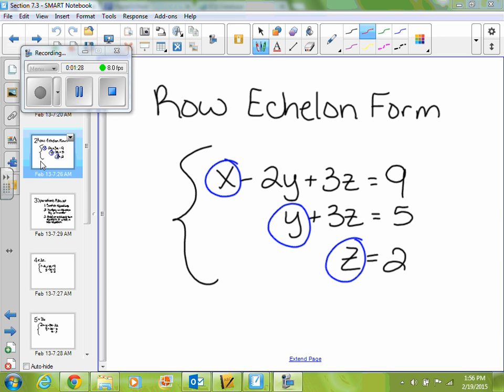Okay. Alright, so we got that? Okay, and it's row echelon form just because each of your equations starts with a different variable. So that's why we call it row echelon form.